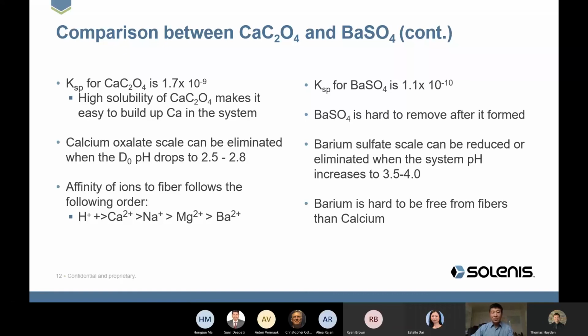So for a system that only has calcium oxalate, you can certainly drop the pH to 2.5 or 2.8. That way, you can reduce or eliminate the scale. For a system that only has barium sulfate, you can increase pH to 3.5 or 4. That way, you do not need much acid, so sulfate concentration is going to be really low. Those metal ions associated with the fiber also have different affinity. This is the order. Basically, calcium is much easier to release from fiber compared to barium.